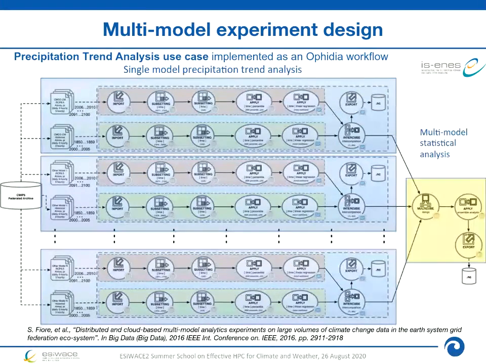After this first stage, all the single model precipitation trends are used in the second stage to extract some statistical values of multiple models, on the output computed by the first stage. The final outcome will be a set of NetCDF files and the maps.